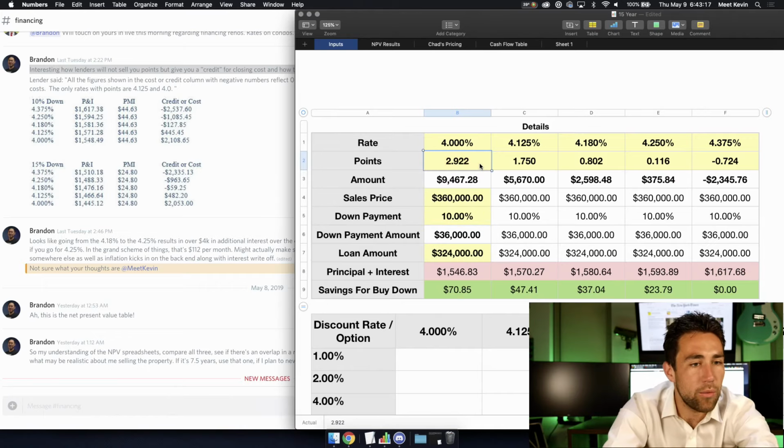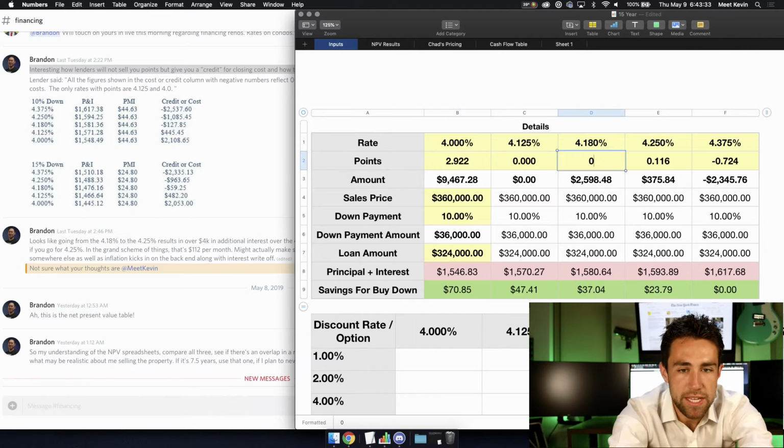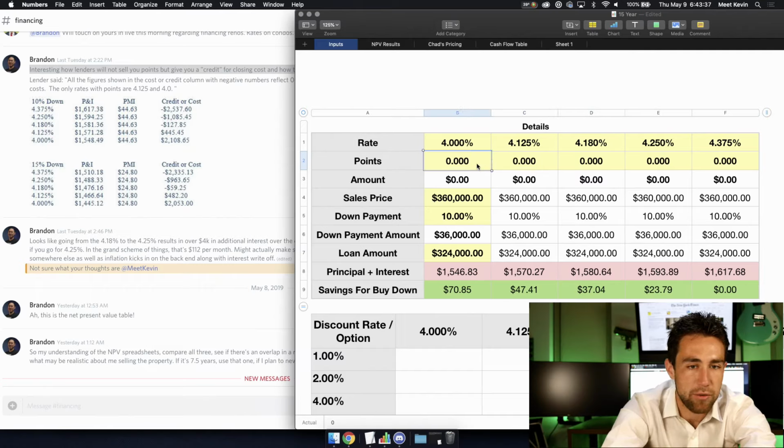Now we want to figure out the points that he's doing here. These are your spreads and points. Ideally, you're able to find out where the 0 point rate is, which seems to be between 1.25 here and 1.80. So you want to go between here. One of these is going to be 0, and then everything else is going to be above or below that.